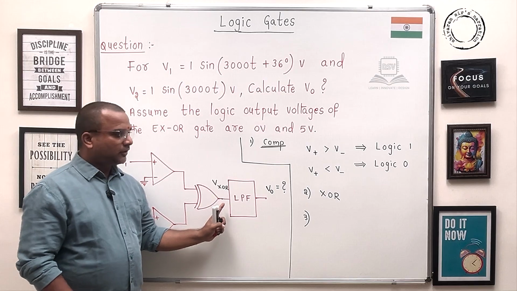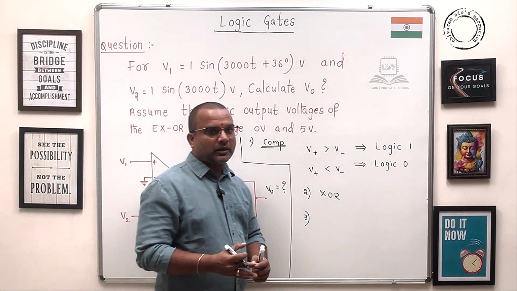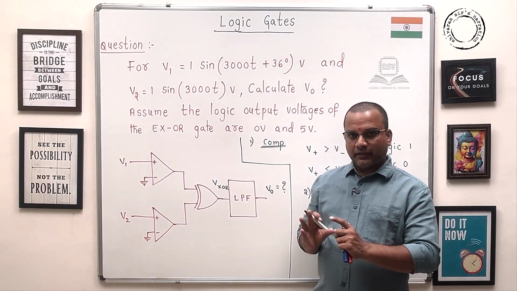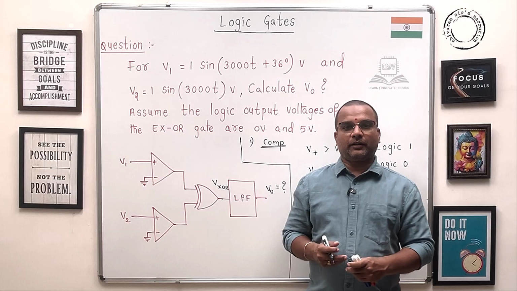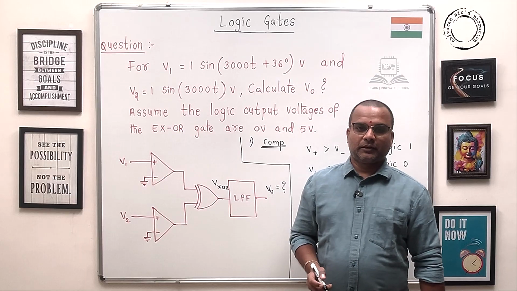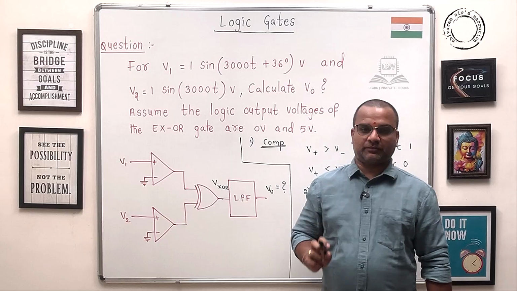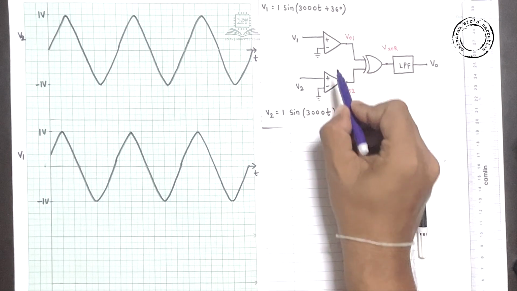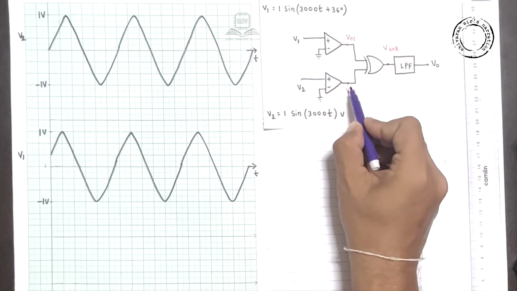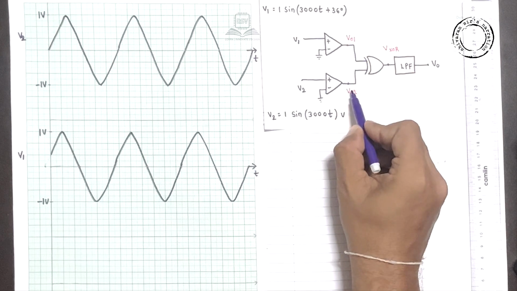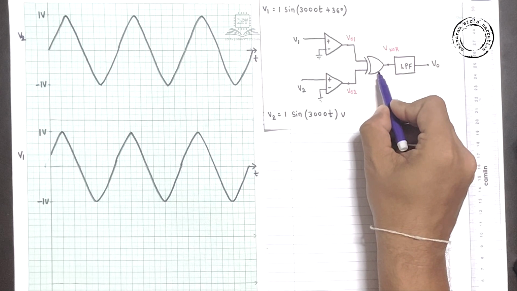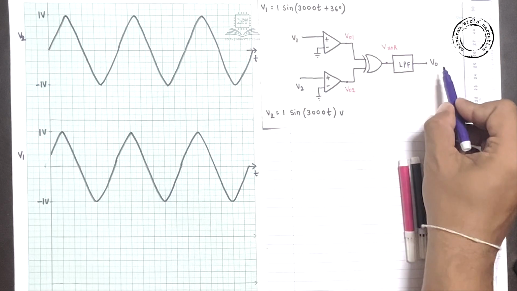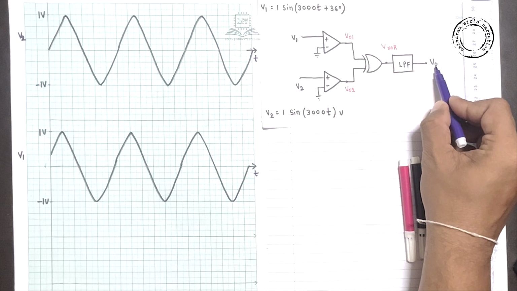Now let's have a graphical representation, guys, because if we explain the content with respect to the graphs, then it is even easier to understand the question in the best way. From the given question, there are two comparators. These comparator outputs are VO1, VO2, and they are connected to the XOR gate, whose output is VXOR. And of course, we want to determine the output voltage VO.